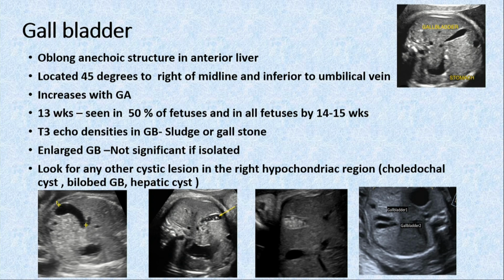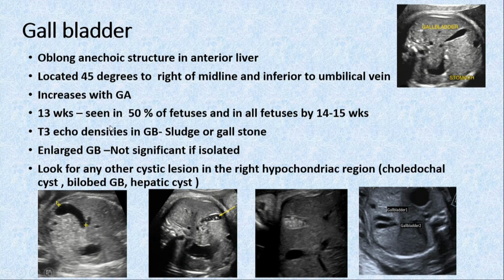Then we come to the gallbladder. We know that it is a structure anterior to the liver at roughly 45 degrees. It has to be seen in around 50% of fetuses by 30 weeks and nearly in all fetuses by 16 weeks. The problem comes in when we don't see the gallbladder. If we don't see it, again we follow the same protocol: we call the patient again after 24 hours and look at it.